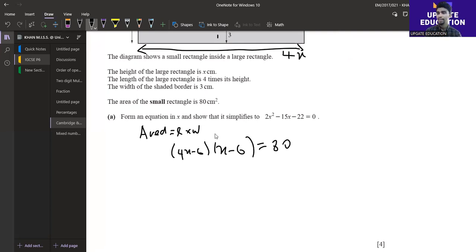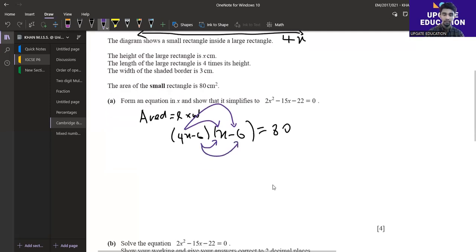Now the first step is completed, but I don't know whether this is correct or not. So I'm going to expand this bracket and simplify. How are you going to expand? Multiply this by this, multiply this by this, and then this minus 6 multiplied by this x, and this minus 6 multiplied by this minus 6.